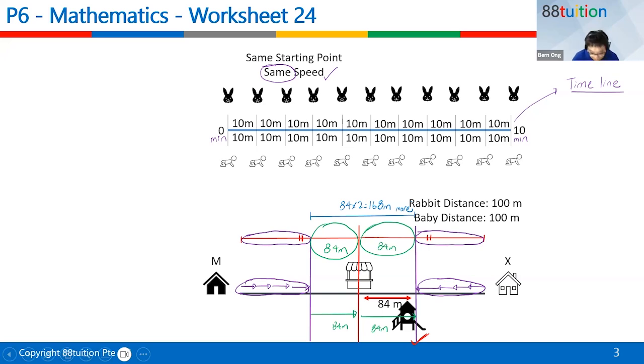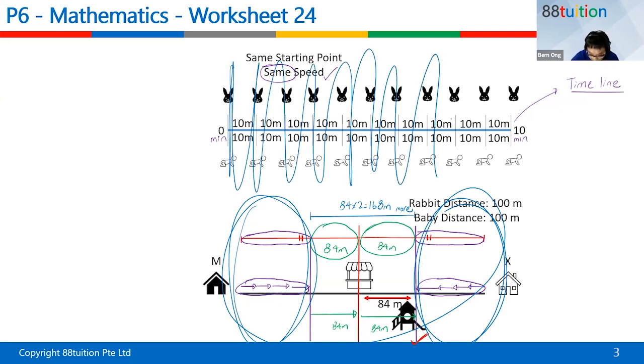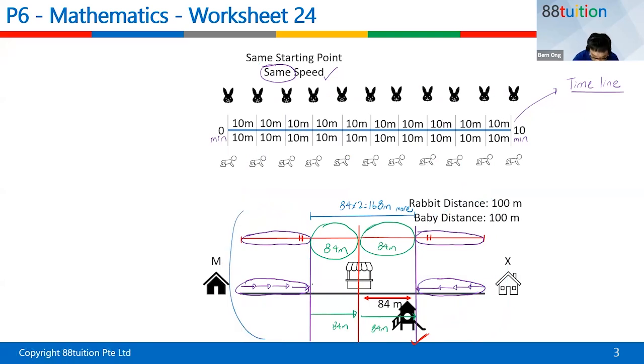Okay? So the purple 4 arrows, if Mark and Xavier are at the same speed, they will be at the same line. So the purple arrow is if they are at the same speed. But not true. Our dear Mark traveled extra in order to meet Xavier at the playground. How much is the extra? It is 84 and another 84.